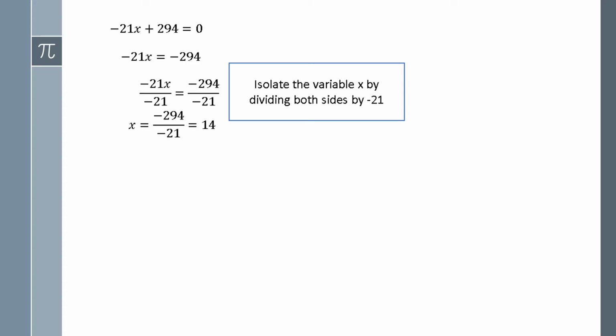So remember, ma-isolate lang natin siya kapag dinivide natin both sides of the equation sa coefficient ng x. So dito, ano nga ba yung coefficient ng x? Negative 21, right? So, we will divide both sides into negative 21 para makancel tong negative 21 na to. Therefore, the resulting value of x is 14 because negative 294 divided by negative 21 is equals to positive 14.